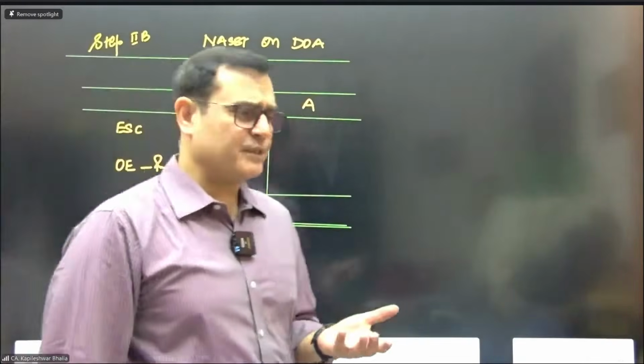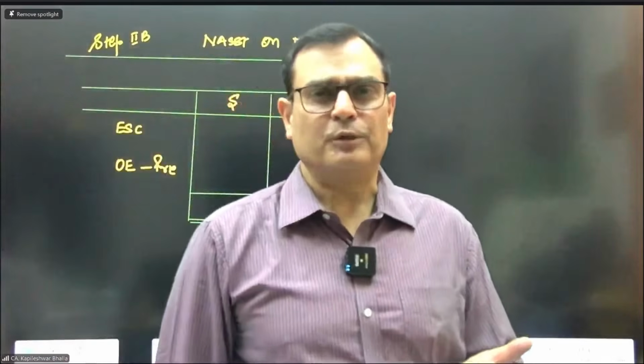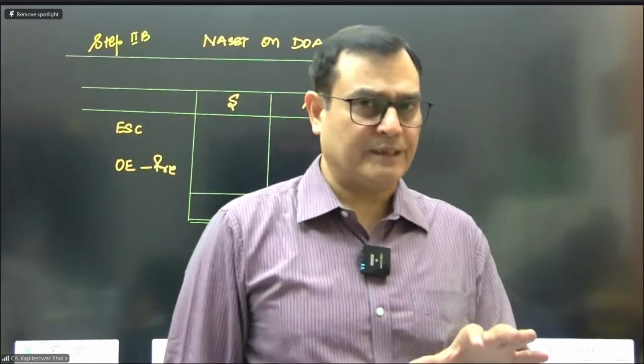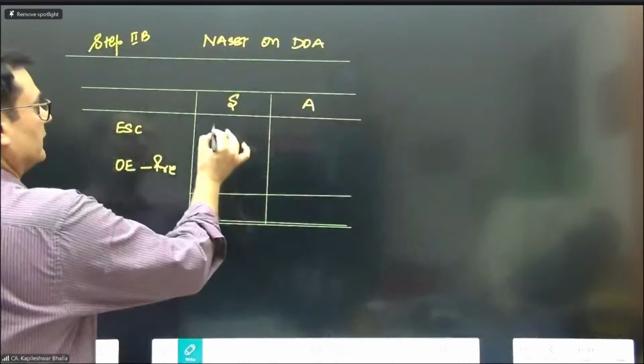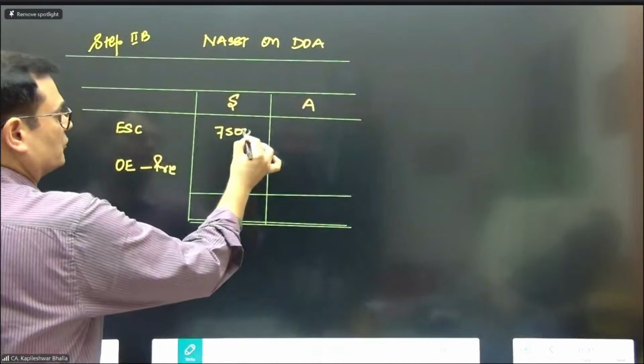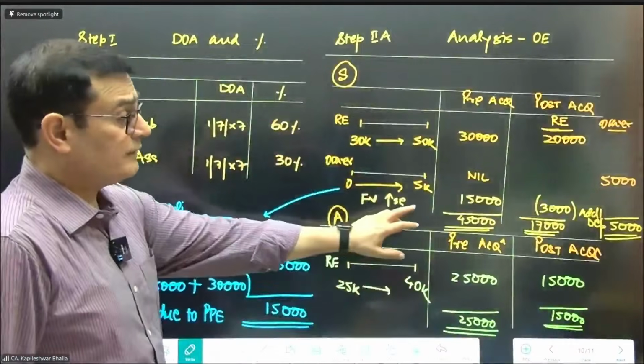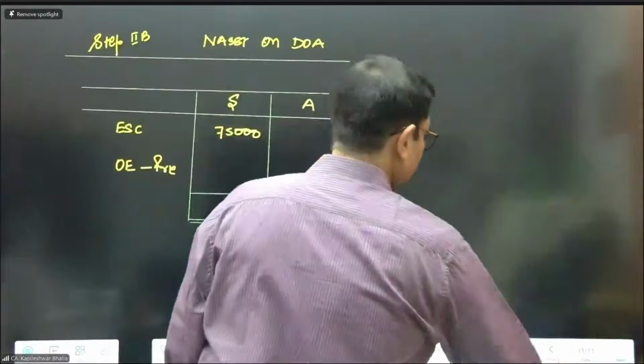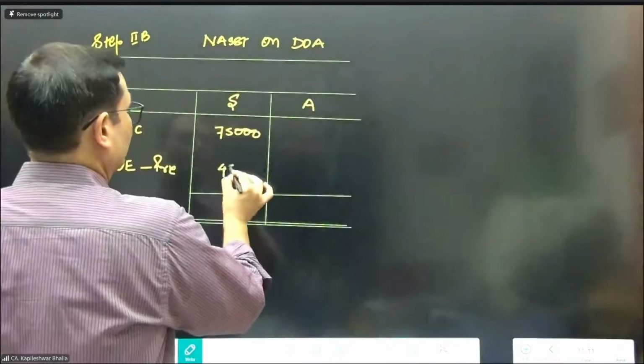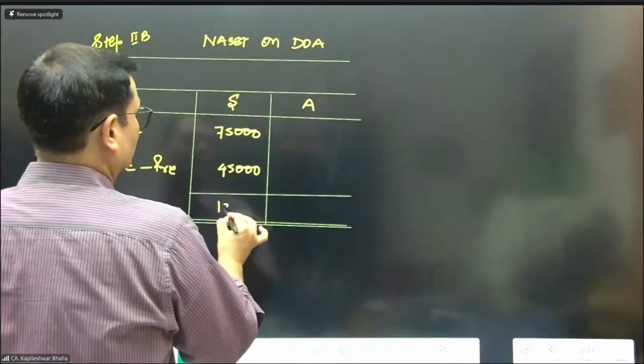Though the subsidiary's net assets on the date of acquisition are already given in the question, I think we still need to organize that. So the equity share capital was 75,000. And if I take the pre-acquisition, that's 45. So that makes it 120, as is already given in the question.